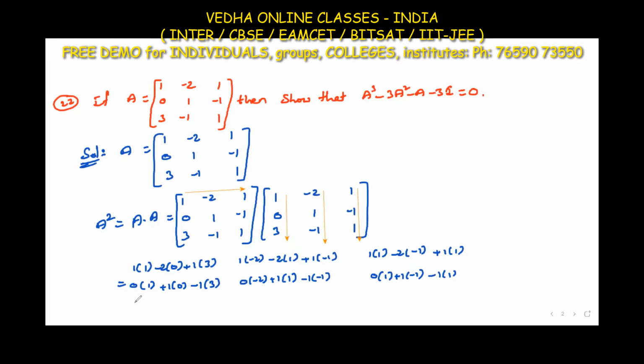Now the third row: 3 into 1 minus 1 into 0 plus 1 into 3. Then 3 into -2 minus 1 into 1 plus 1 into -1. Now third row with third column: 3 into 1 minus 1 into -1 plus 1 into 1. Okay, so now we'll simplify the values.